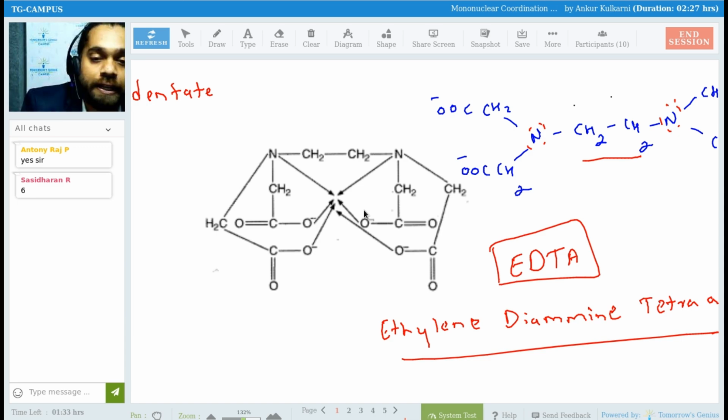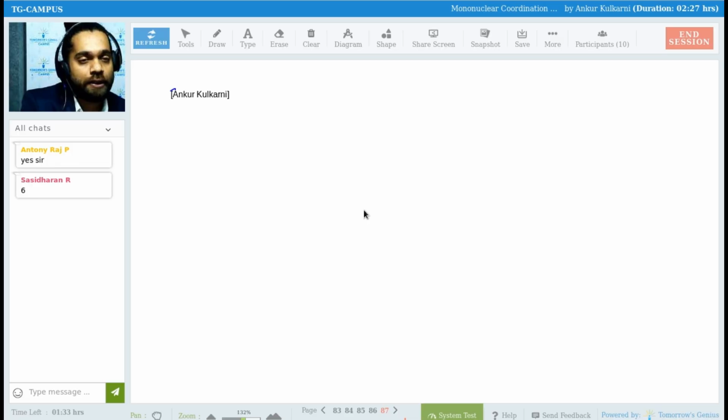Yes, EDTA, ethylene diamine tetraacetate. Is it done, everyone? After the class, you have to write it down. And there's one more type I want to tell.